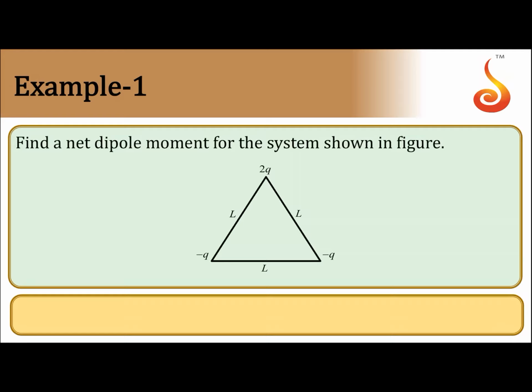Find a net dipole moment for the system shown in the figure. In the diagram, it is given: here is charge minus q, here is charge minus q, here is 2q, so it's an equilateral triangle of side length L. If it is an equilateral triangle, each angle will be equal to 60 degrees. So we need to find the dipole moment.